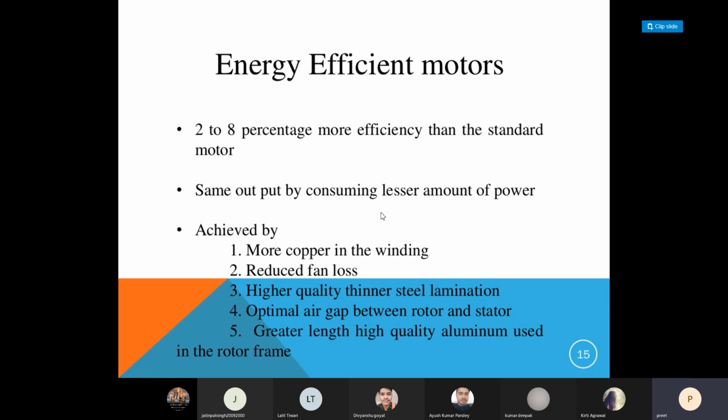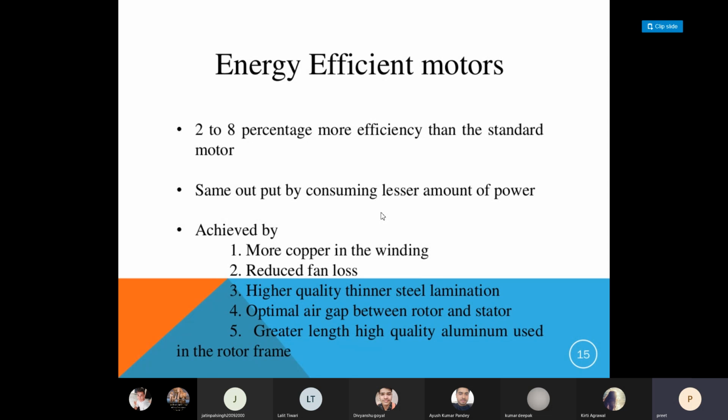So what are energy efficient motors? They have 2 to 8 percent more efficiency than the standard motors. If your standard motor has somewhat 60, 70, 80% efficiency, and you are able to increase its efficiency by 2 to 8%, then you can say that your motor is now an energy efficient motor. Just like the efficiency of our transformer was 75 to 98.5, standard motors also have an efficiency range, and if you can increase it by 2 to 8%, you have an energy efficient motor: the same output by consuming a lesser amount of power.